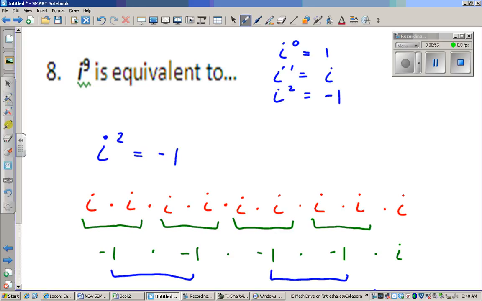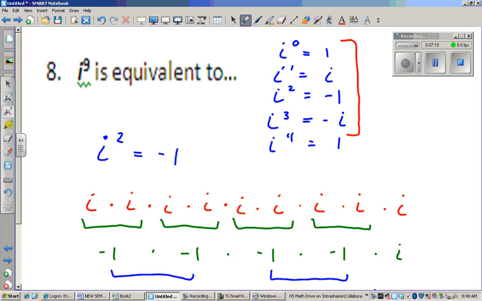i squared is negative 1. i cubed would be negative 1 times i, which is negative i. And then they repeat. So these 4 are the only different values for all of the powers of i. So you could just count by 4s.